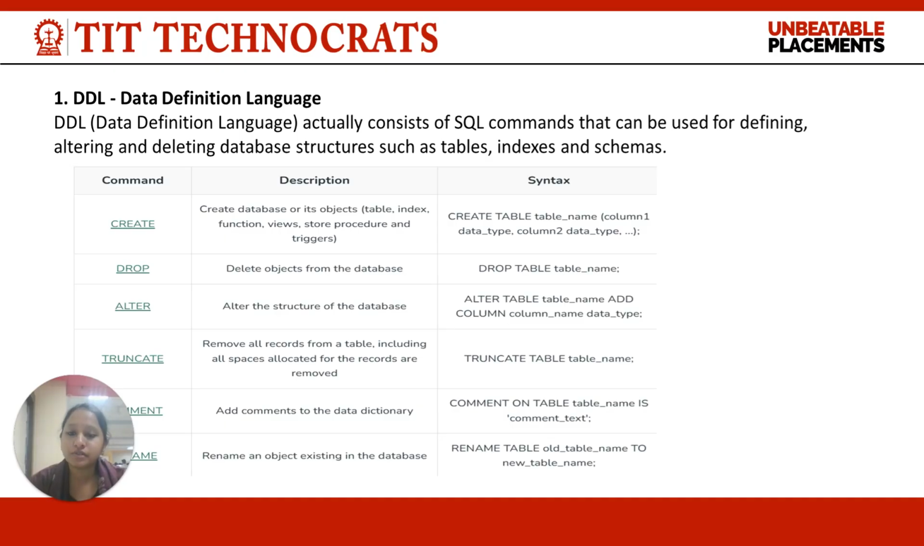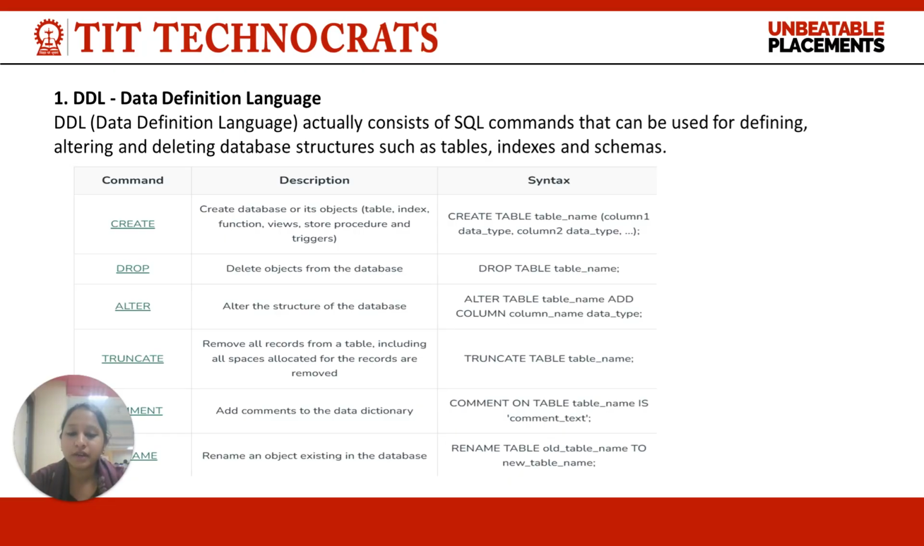The first one is create. The create command is used to create a new database and its objects, and drop, as the name suggests, deletes a database object completely. And next is alter, which is used to modify the structure of existing database objects. And the truncate command removes all the records from the table but keeps the table structure.